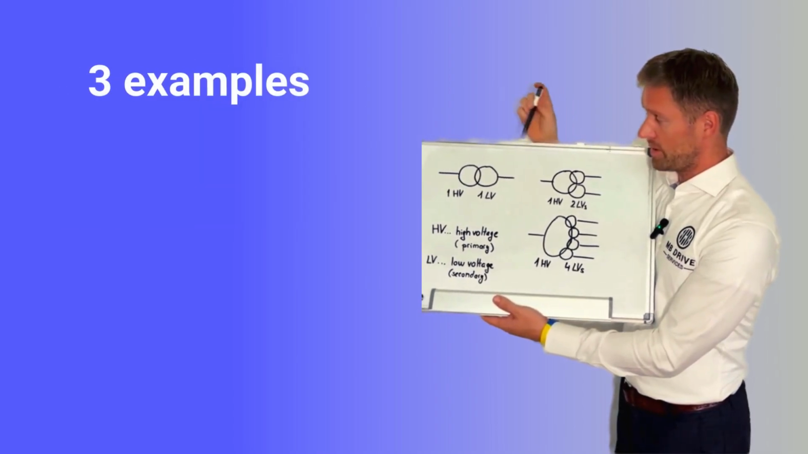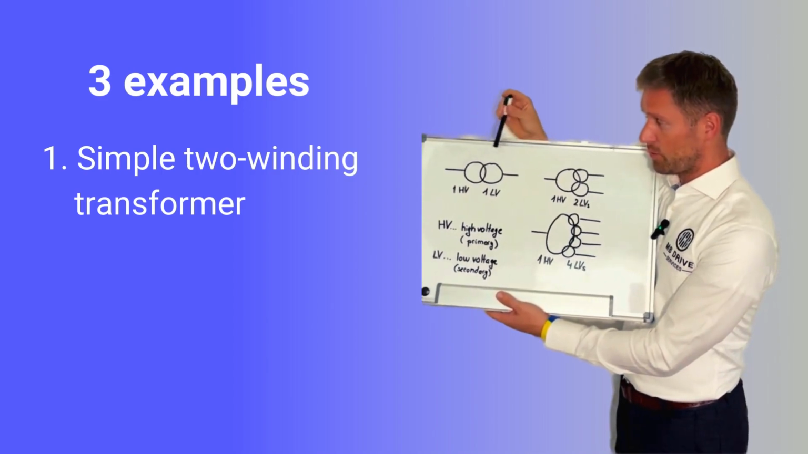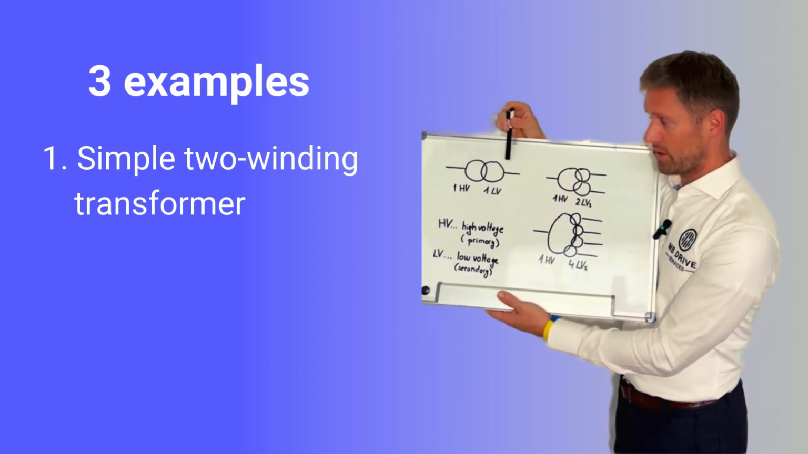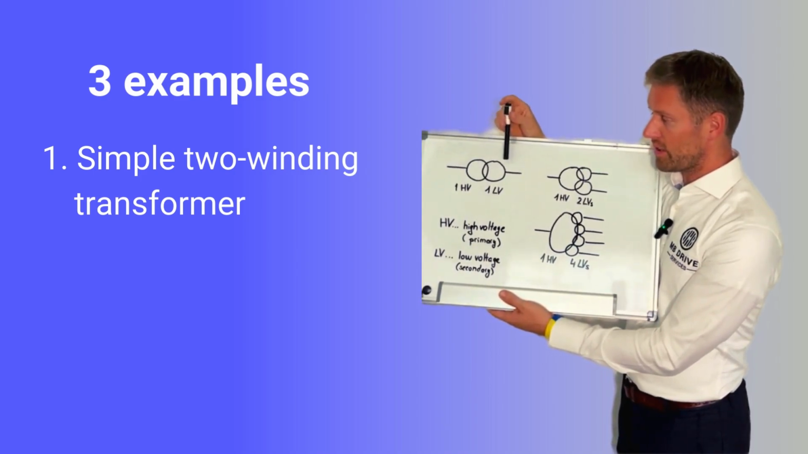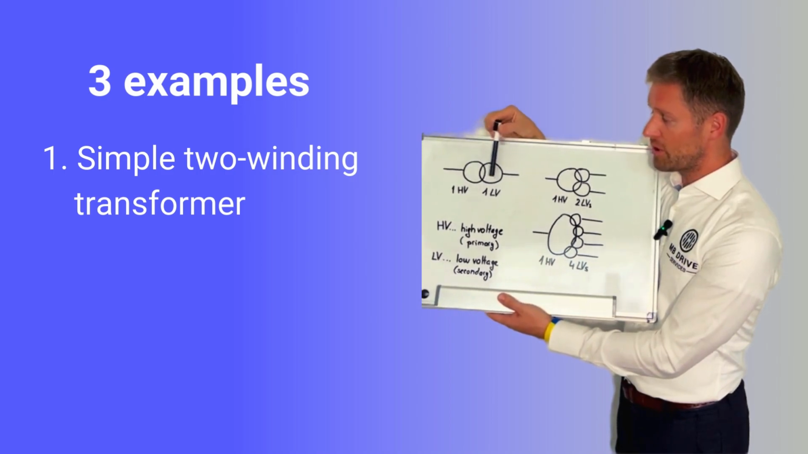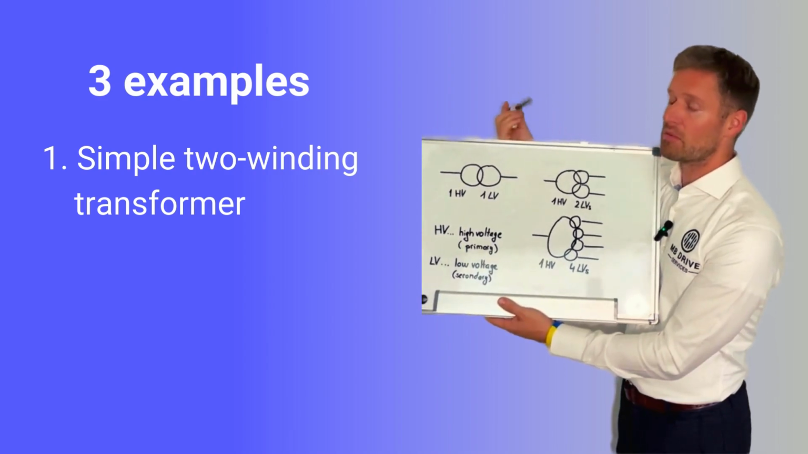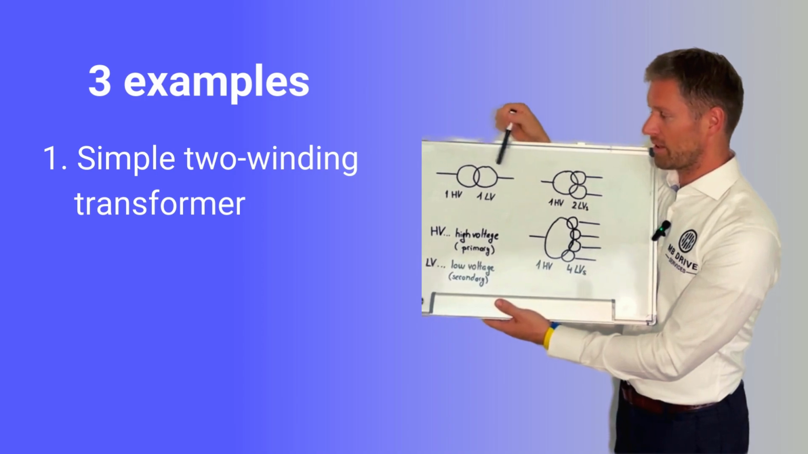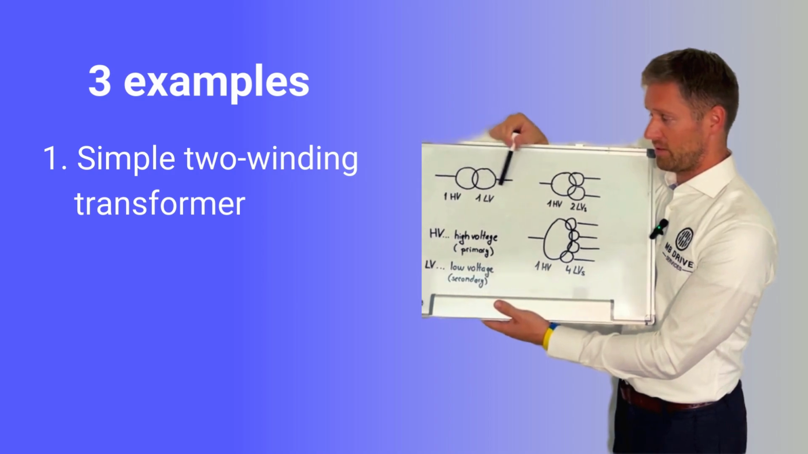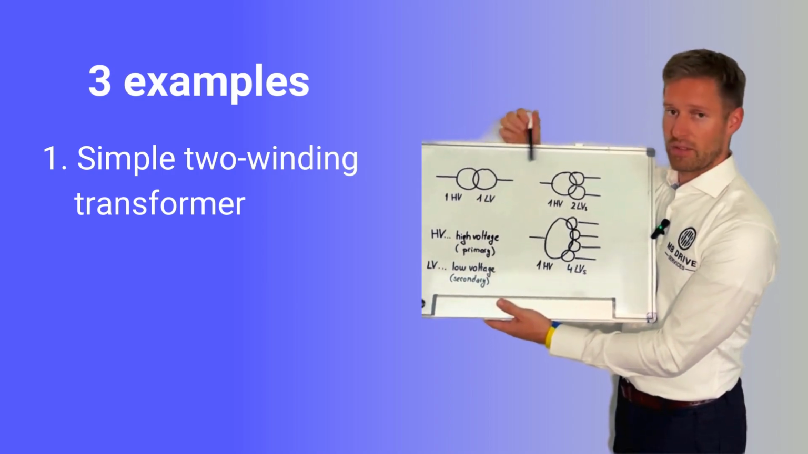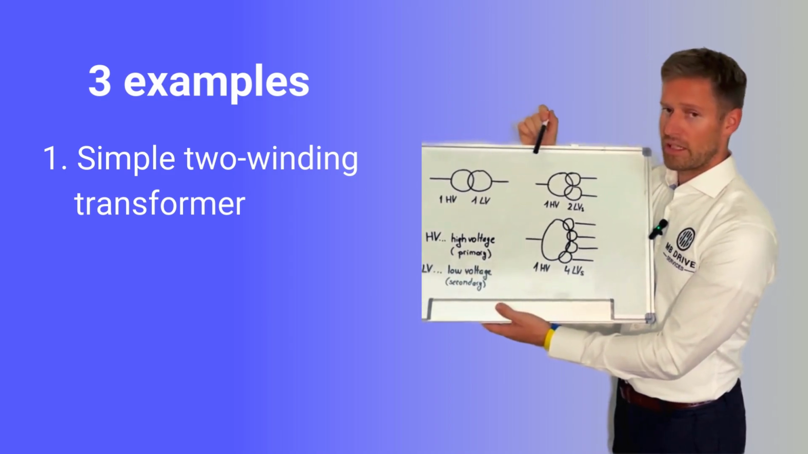Here are 3 examples. The first one is the simplest one, just a 2-winding transformer. So we have 2 windings, one on the primary side, one on the secondary side, obviously. The notation often uses HV and LV, so high voltage and low voltage, although the secondary side can be medium voltage, but very often you find this HV and LV by the transformer manufacturers themselves. They often use those terms, so I use them as well, so that you are familiar with that. So this is the simplest one, 2-winding.